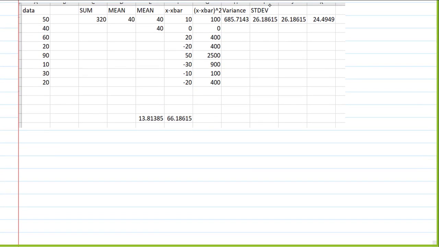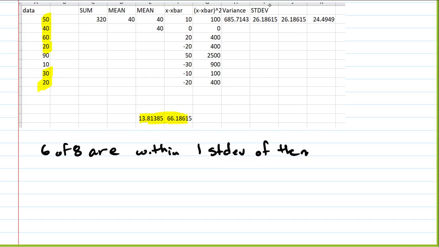So 6 of the 8 are in that range. So right here, so 1, 2, 3, 4, 5, and 6. 6 and 8 within 1 standard deviation of the mean. So as a percent, 6 divided by 8 is going to be 75%.